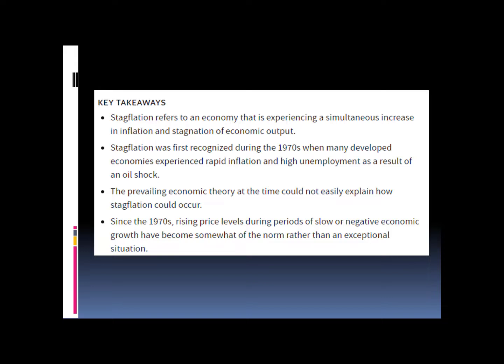Just a few key takeaways before we end up this video. Stagflation refers to an economy that is experiencing a simultaneous increase in inflation and stagnation of economic output. Stagflation was first recognized during the 70s. If you take a small look at this period of time, this decade, you'd see that gold outperformed the housing market, the financial markets. The prevailing economic theory at the time could not easily explain how stagflation could occur. This was the first time, especially in the United States, that we felt it.